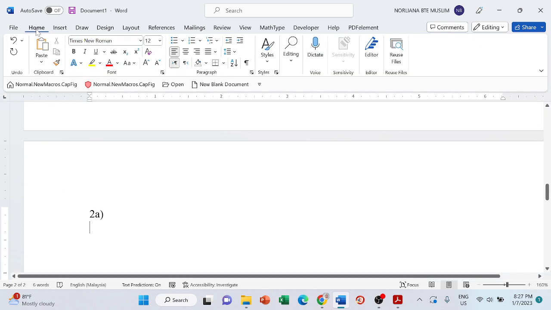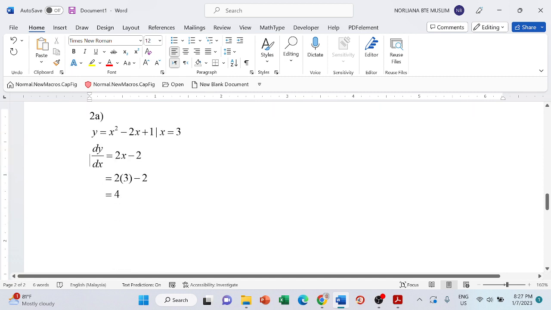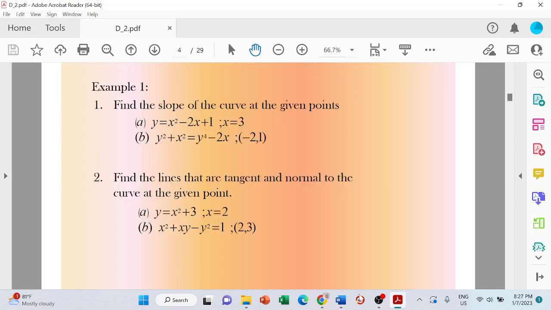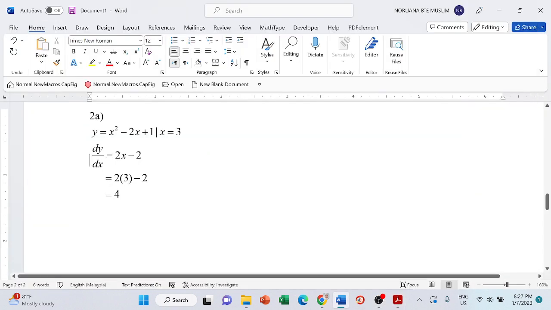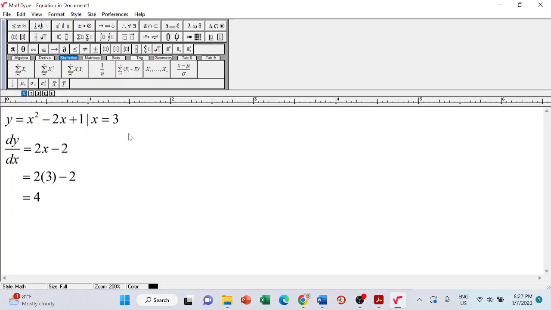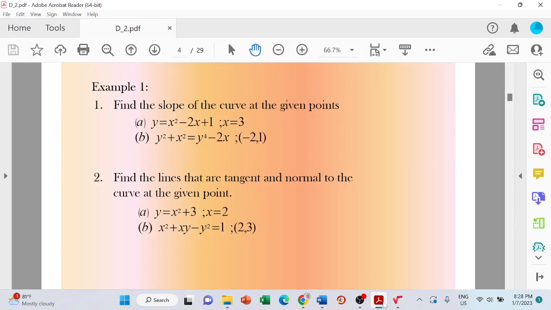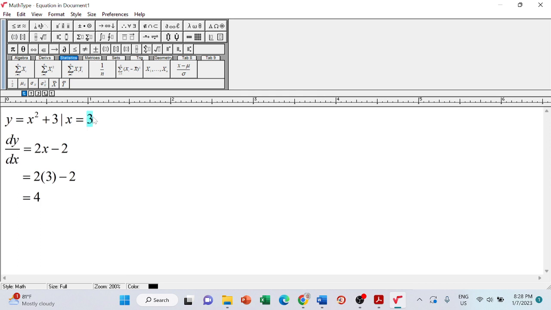First, kita cari gradient dulu. Okay. So, dia bagi kita equation y sama dengan x squared plus 3. So, this one madam tukar the equation. Plus 3. And then x equal to 2. Okay. So, first kita cari gradient. Gradient is the slope. So, that slope tu adalah you punya m value.